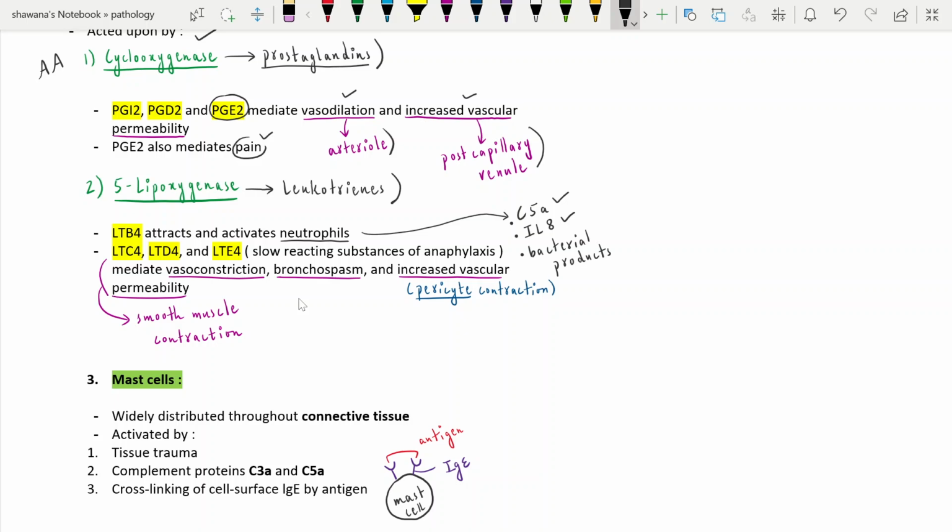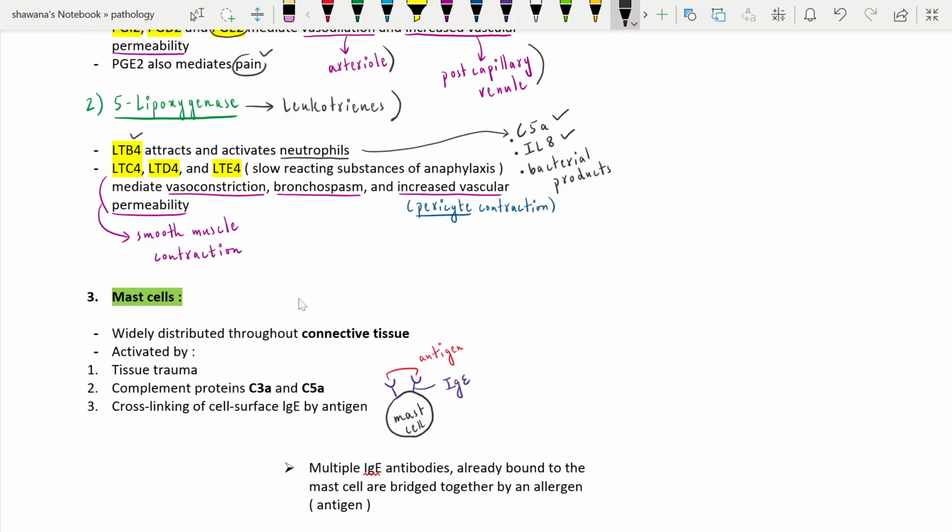As neutrophils are the hallmark of acute inflammation, they need to be activated by some means. So leukotriene B4 is one of them. Other activators or chemotactic substances for neutrophils are C5a, a complement protein, interleukin 8, and bacterial products. These four are chemotactic for neutrophils. Other leukotrienes, C4, D4 and E4, also cause vasoconstriction, bronchospasm and increased vascular permeability.